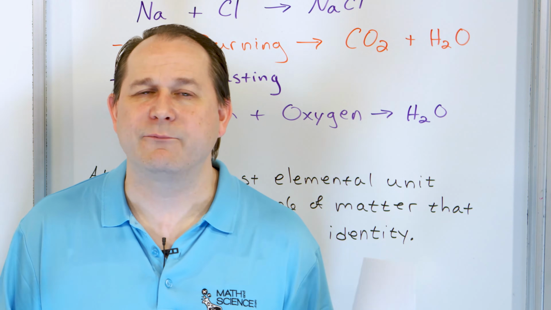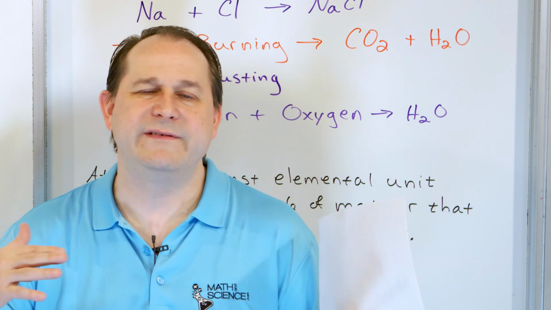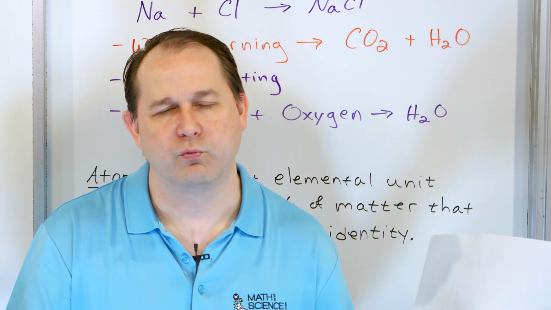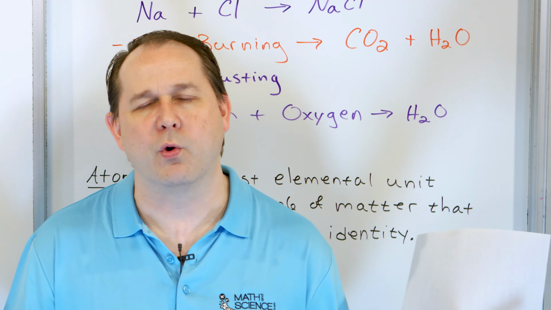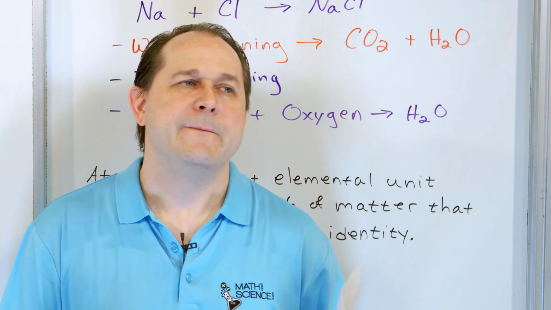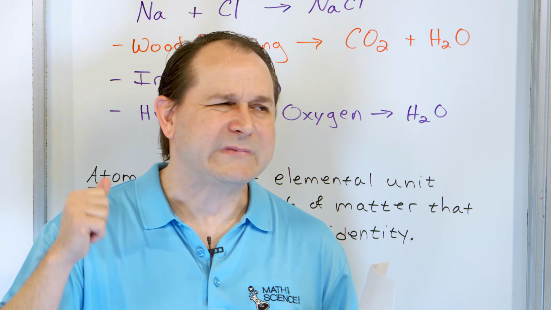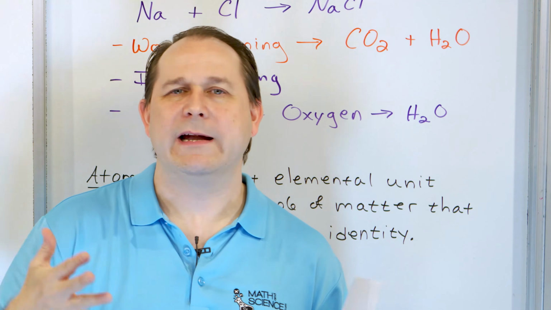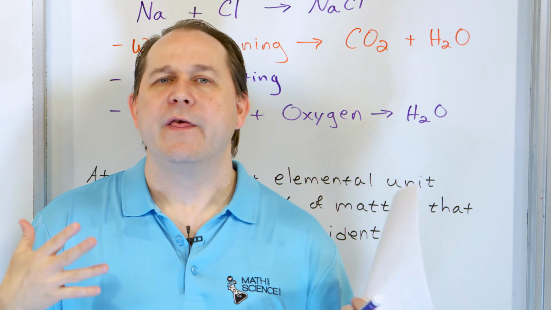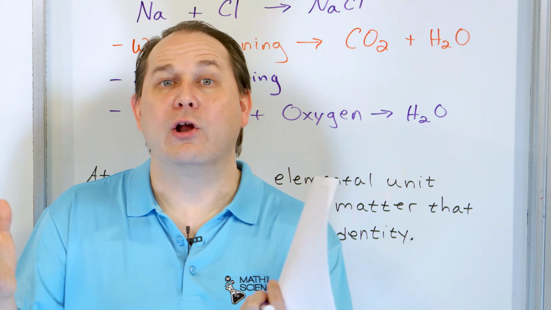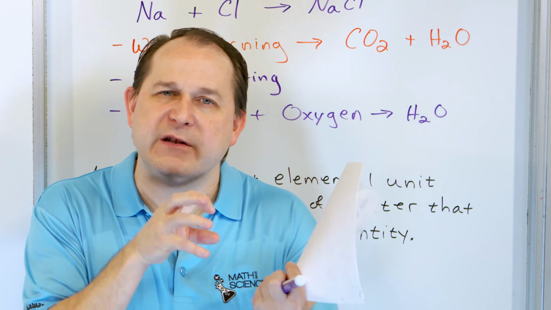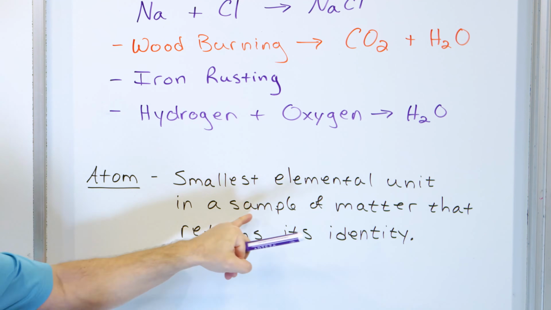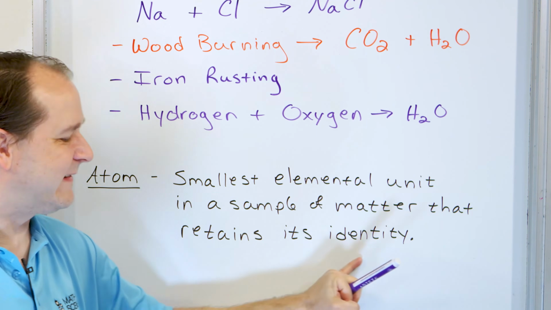And the point I'm trying to make here is that all of the things that look so different around us are really just different combinations of those roughly 100 different atoms. Of course, there's a few more in reality that we've discovered, but those are the ones that are common, right? Nickel, iron, hydrogen, oxygen, chlorine, I can go on and on, lead, those are the atoms, which are also called elements on the periodic table. Those are the fundamental things that, what do we say? Smallest elemental unit in a sample of matter that retains its identity.